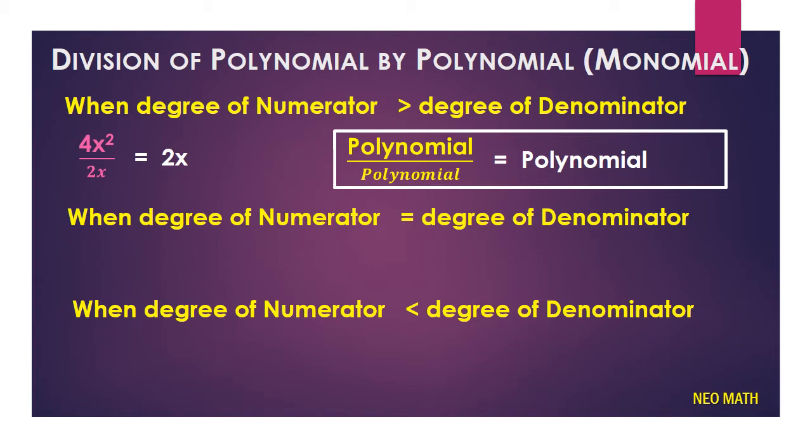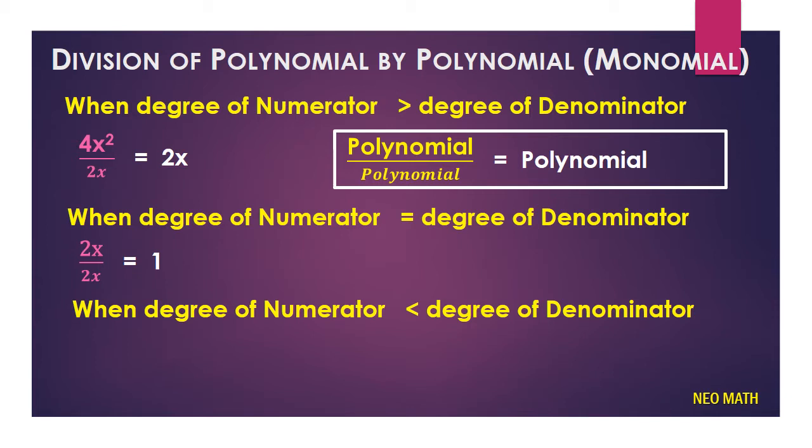When degree of numerator is equal to degree of denominator, this is the second case. For example, 2x by 2x. So both the degrees in the numerator and denominator are 1. So 2x by 2x we get 1, which is a constant polynomial.